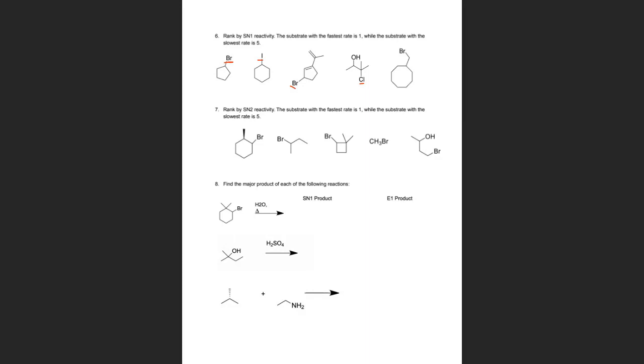So with SN1 reactivity, what they're really asking you to do is rate by carbocation stability, right? Because SN1 involves the formation of a carbocation. So we need a carbocation to be stable first. So let's rank by positions. We have secondary here, secondary here, secondary resonance, tertiary, and primary.